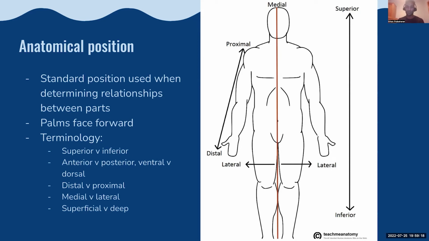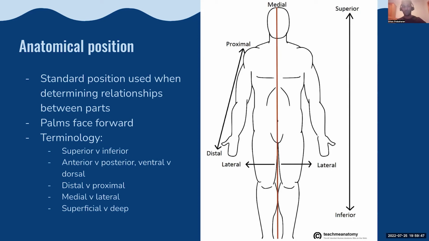So when we talk about superficial structures, we talk about things that can be accessed more easily. For example, your skin is very superficial because you can just simply touch it. Whereas deep to the skin, things like muscles, we will describe as deep. So if something lies under a layer, we call it deep. And if something lies above, then we'll call it superficial.